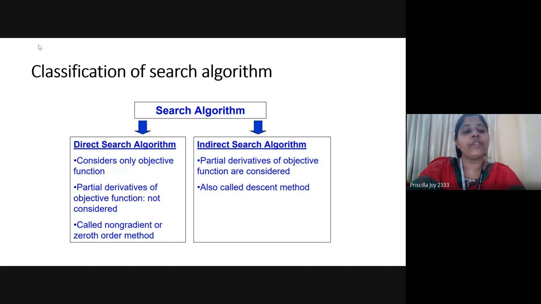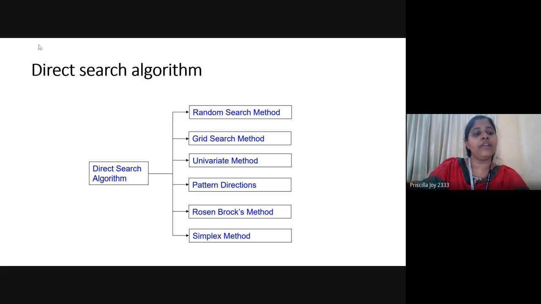Okay, so the direct search algorithm is known as the non-gradient or the zeroth order method, and indirect search algorithms are known as the descent method. That is how we will be classifying the search algorithms. Now we need to go on with the direct search algorithms. Already I told that direct search algorithm means only with the help of the objective function we will be searching.